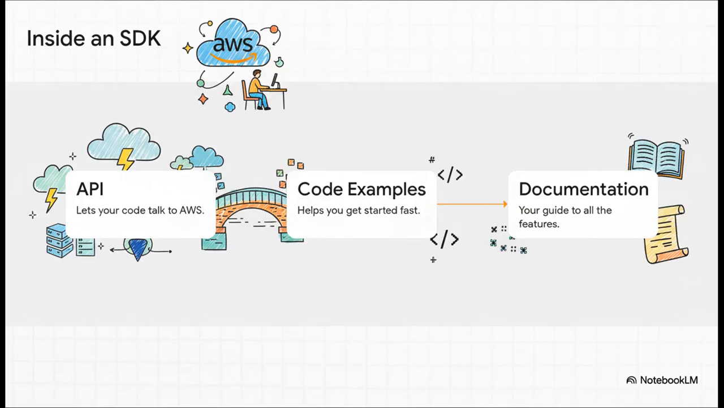And listen, an SDK isn't just some vague idea. It's a real, practical toolkit. When you get one, you're basically getting three key things. First up, you get the API. That's the library that lets your code actually talk to AWS. Then, you get a bunch of code examples, which are awesome for getting started super fast. And finally, you get the documentation. Think of it as your roadmap for figuring out all the cool stuff you can do.